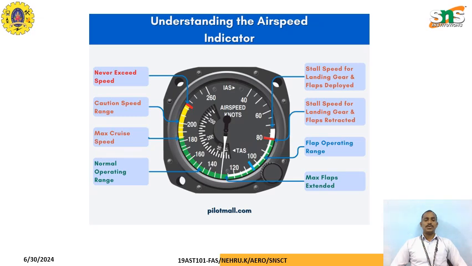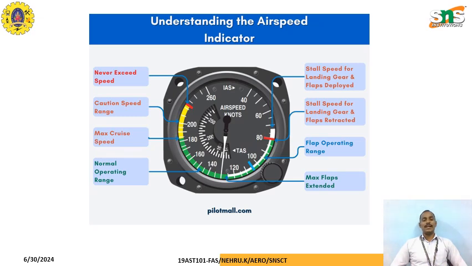This picture shows the airspeed indicator with different airspeed values in terms of knots. Here we can see the maximum to minimum. So 0 up to 260 knots it shows. Up to 60-70 is the stall speed with landing gear and flaps deployed, and the stall speed with landing gear and flaps retracted. The flap operational range is up to 90 knots, maximum 120 knots is the maximum flaps extended speed, and going to 140, 150 knots is the normal operating range.